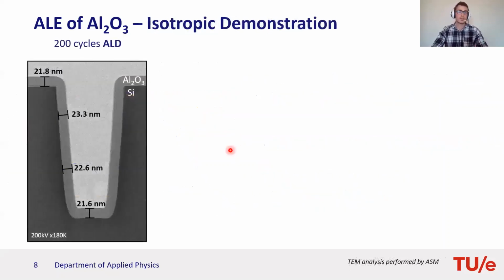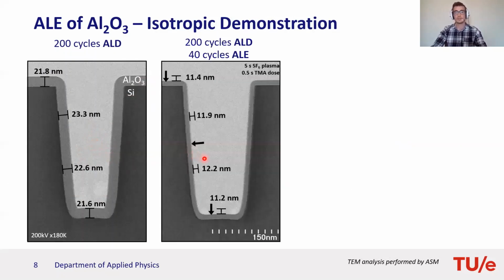So some of you may be wondering how we can say that this plasma process is isotropic, as more generally plasmas are used for anisotropic ALE. To test this, we use patterned silicon substrates coated in aluminium oxide by plasma ALD. A figure of one can be seen on the left here. We then expose these test structures to 40 ALE cycles, as can be seen in the figure here.